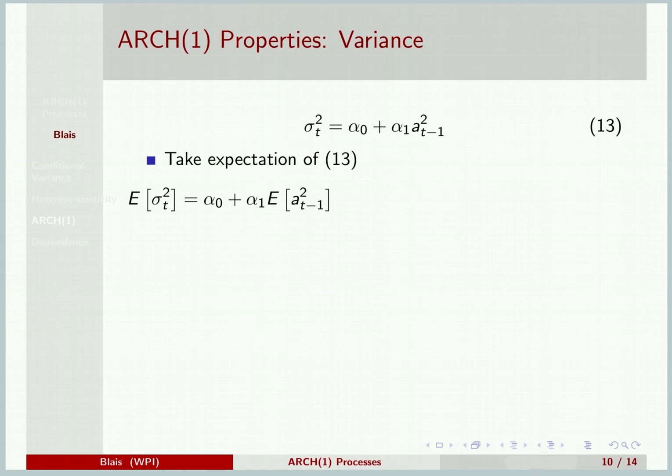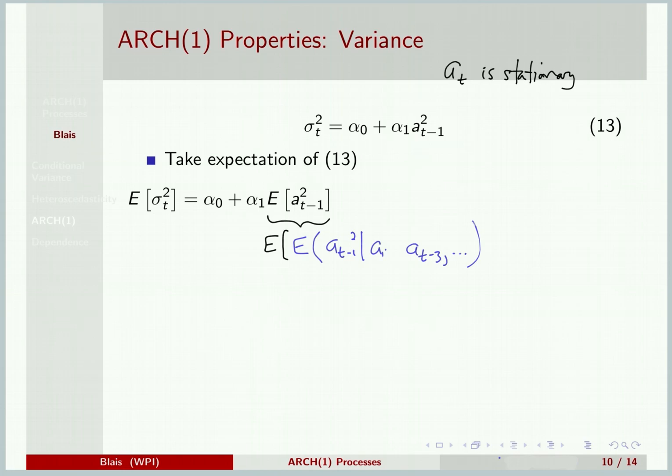To compute the variance of the ARCH(1), we take our equation for the conditional variance, and we take advantage of the fact that, as we mentioned earlier, a_t is stationary. And we take the expectation of both sides. In doing so, we can note that this expectation here, we can use the rule of iterated expectations and say this is the expectation of the conditional expectation of a_{t-1} squared given a_{t-2}, a_{t-3}, and so on and so forth.